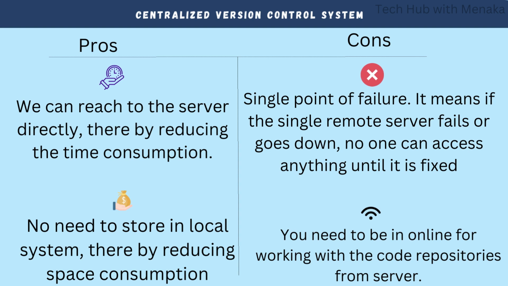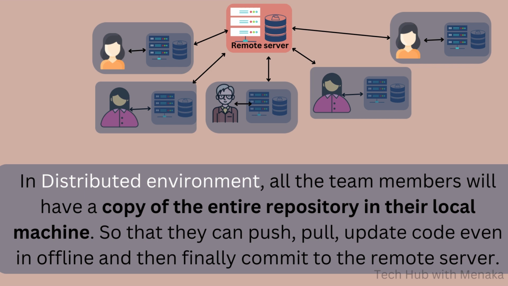Second disadvantage is, we have to be continuously online to work so that we can have the continuous connection with the server in order to transfer and retrieve the file from the server. The advantage is that we need not have a local copy of the entire repository in our local system, thereby reducing the storage space in our system. And here in centralized version control system, we are reaching the server directly and we are touching the files at one go, thereby time consumption will be really less comparatively with distributed version control system.